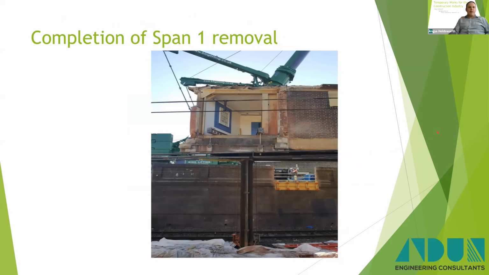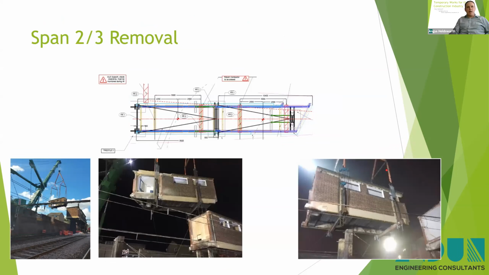Span 2 and 3 were a lot simpler because you had a free end, and there was no real propping required. We had one beam up here, and then it was just cut free and lifted out.